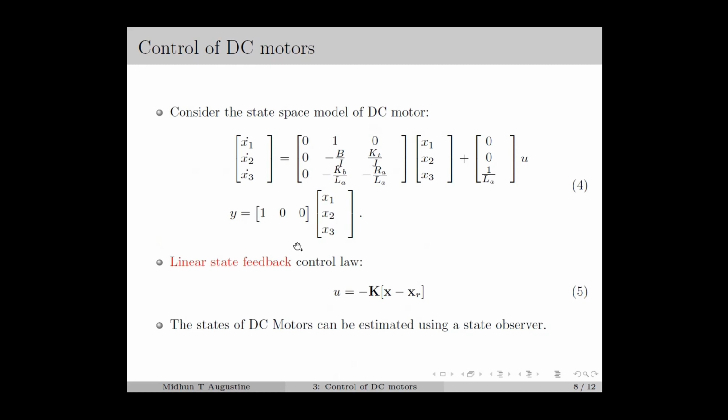And we define the control input using a linear state feedback control law as in equation number 5, in which xr is the reference state and x is the actual state, and k is the feedback gain. Now, in order to implement this control, we need to know the actual state, which can be estimated from the output and input data using a state observer.